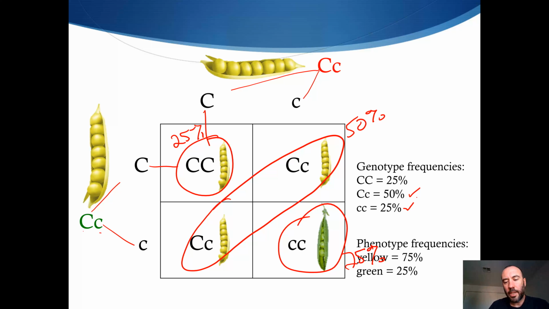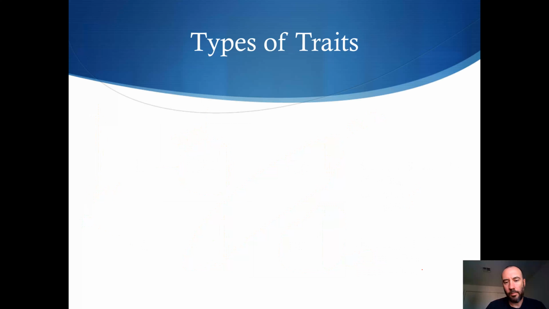But if you look at the phenotype frequencies, 75%, 1, 2, 3 out of 4 are going to be yellow, and 25% are going to be green. Okay. Now that's on average. Not every pea plant has exactly 4 offspring, and not all the time do you have exactly 1 green, right? But on average, that's what you get. It's like flipping a coin.